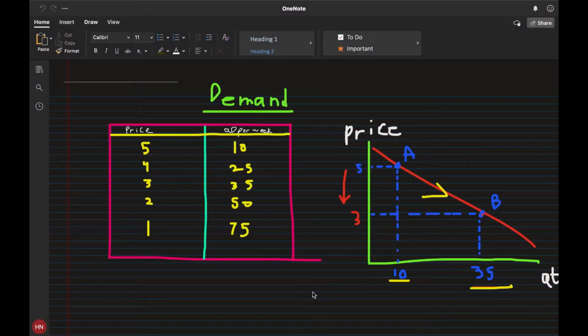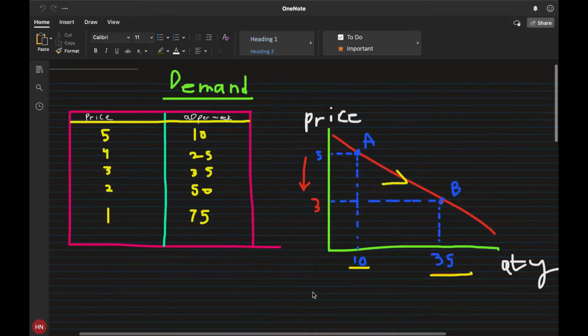Hi guys, so in this video we'll be discussing demand. So first of all, I'll define demand in itself. Demand, or effective demand, is the quantity of goods and services that will be bought at any given price over any given period of time.